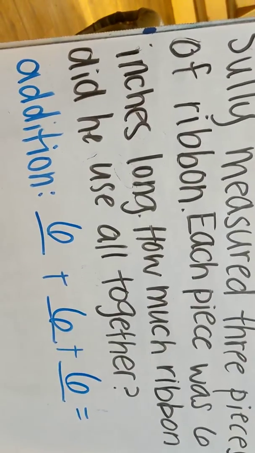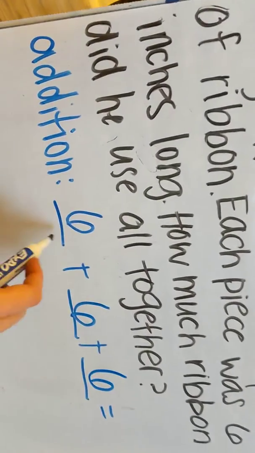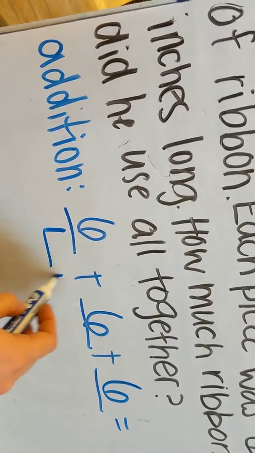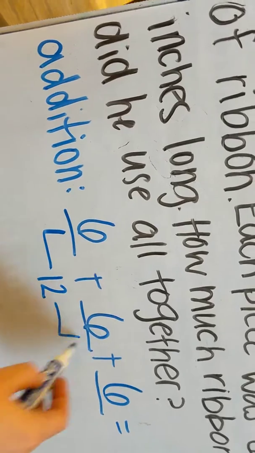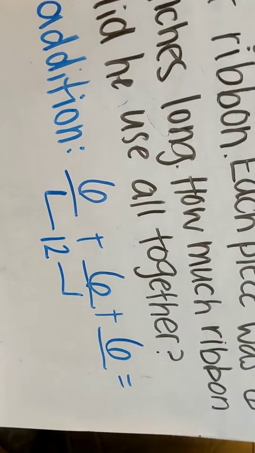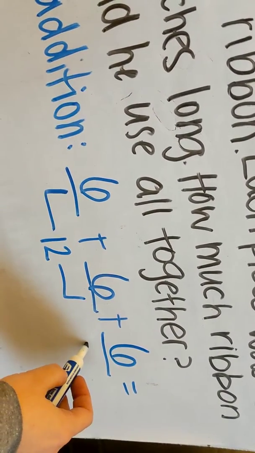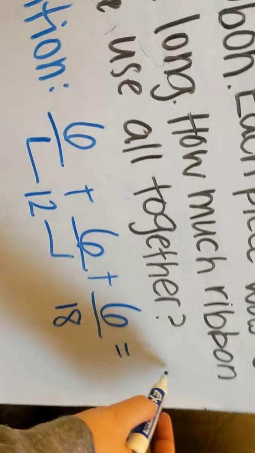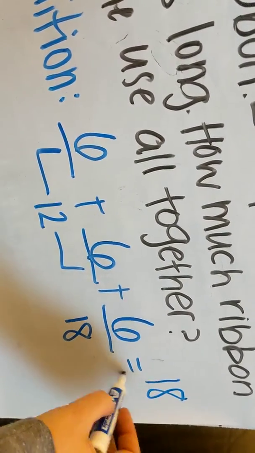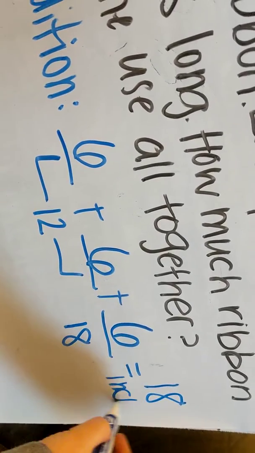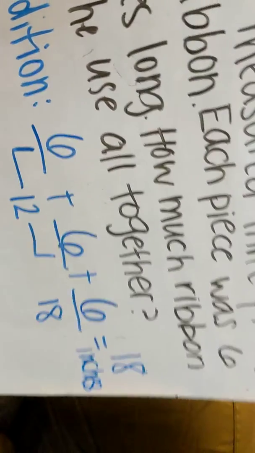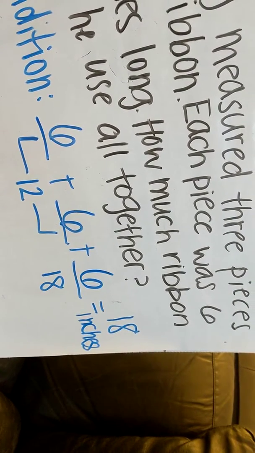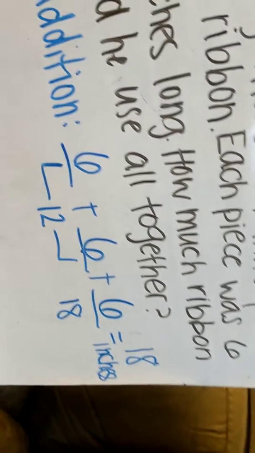One way I can solve this is by adding 2 numbers and then the third number. So I already know my doubles. 6 plus 6 is 12. Alright? And then if I add one more 6 to 12, that's 18. So I know that he has 18 inches of ribbon. Now, I want to be sure to put my unit after the measurement. That's very, very important. Okay?